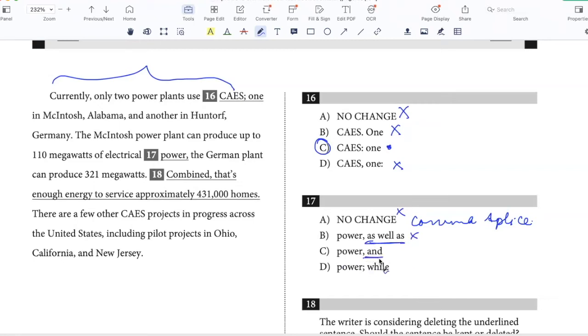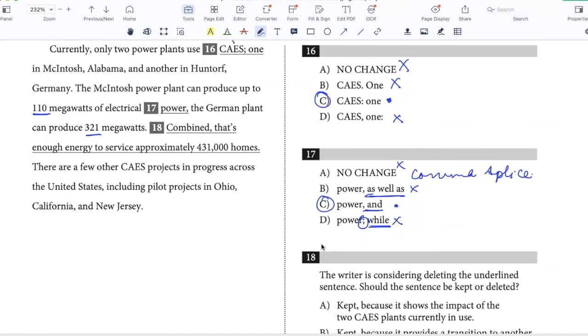I can use comma and, right? A comma and is perfect to join two independent sentences. And that would make sense here. So this is a good option. Okay, I could say while is okay because they produce different electricity megawatts, but then the semicolon is not correct, because if I use that, then the second part should be independent, but it's not because I'm starting it with while. So that is why D is not correct. The best answer is C.